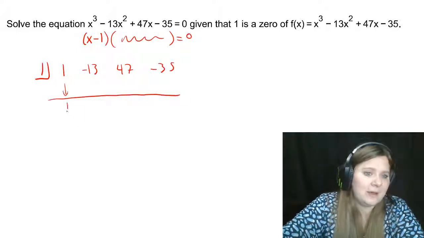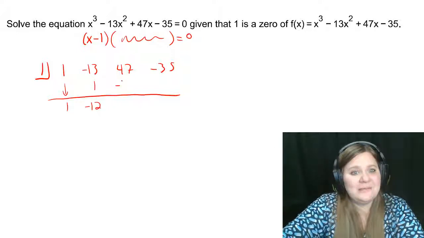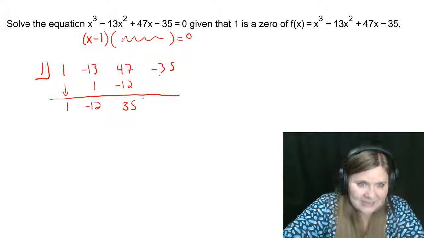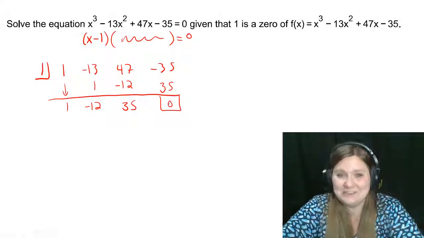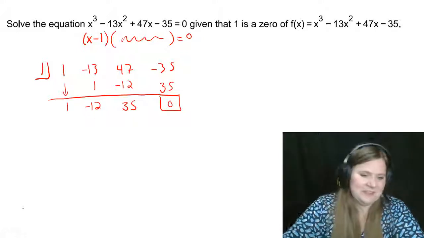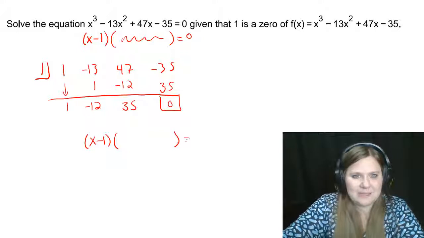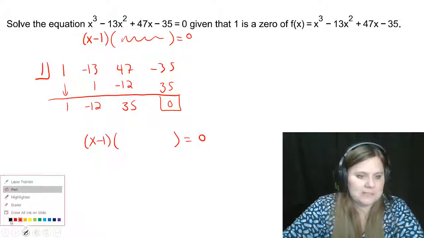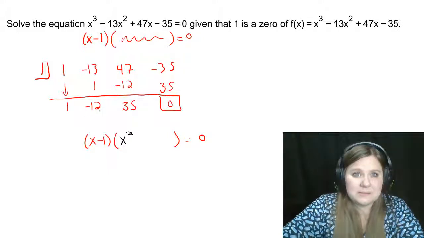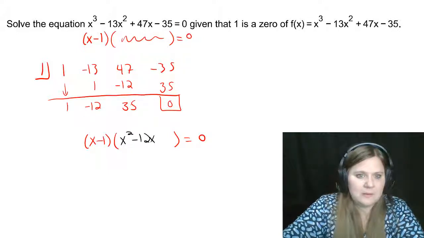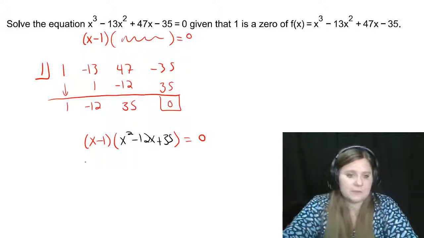Now I carry down my 1. I multiply. I add. I multiply. I add. I multiply. And I add. And the good news is it comes out to 0 like it's supposed to. So keep in mind, again, I was doing x minus 1 times something equals 0. Well, what's the something? Well, it's 1x squared minus 12x plus 35. Now I can factor this further, and so I should.